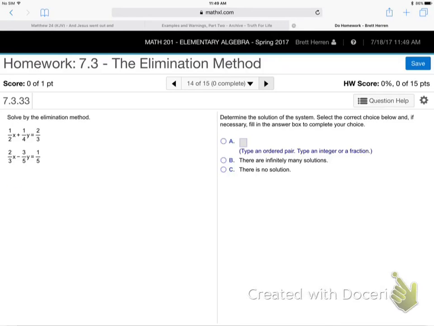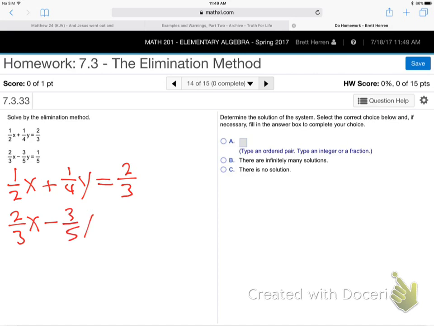So, a half x plus a fourth y is 2/3. 2/3 x minus 3/5 y is 1/5. Yeah, there we go.